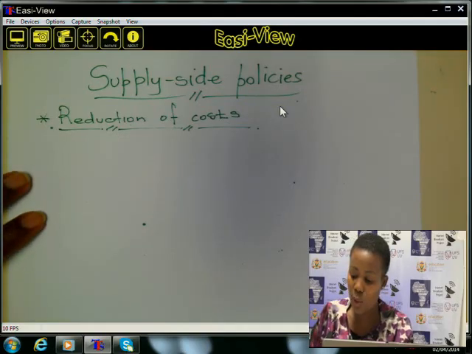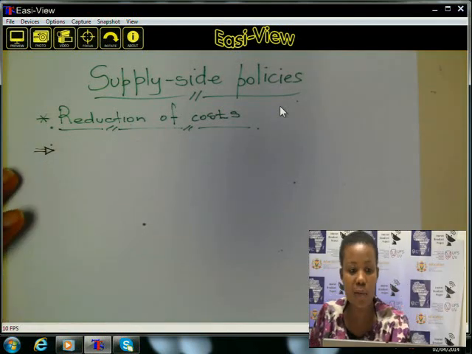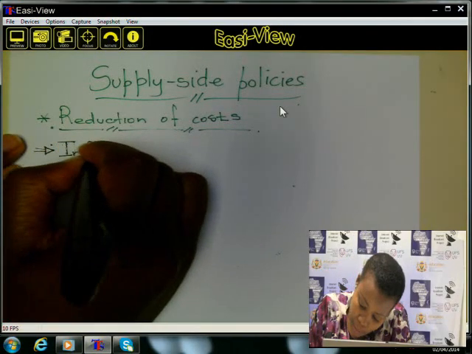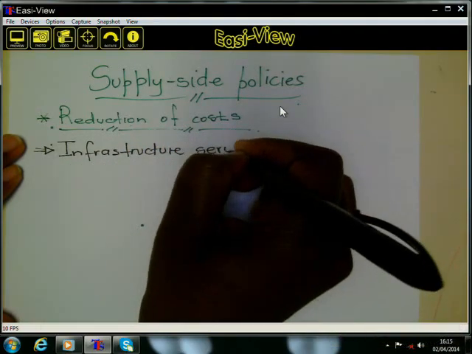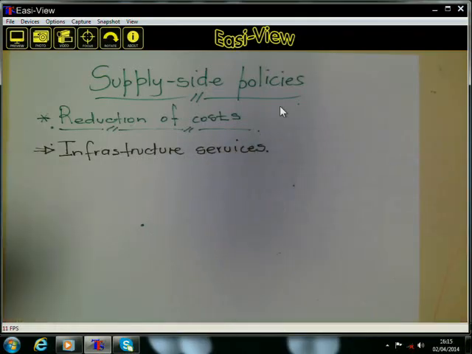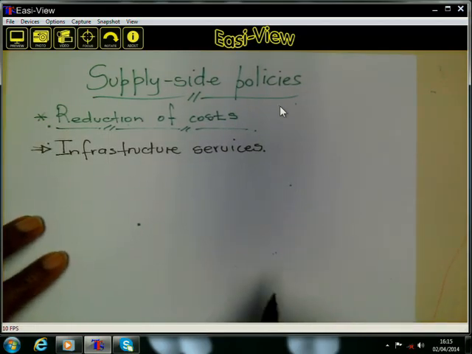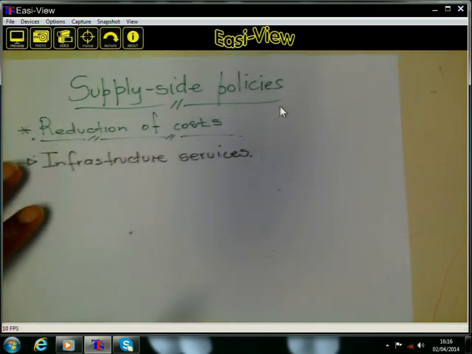So if you want to have a reduction of costs, what are you supposed to do as the government? Make sure that you improve the infrastructure. We have infrastructure services. So they must provide them with infrastructure. Why? Because the cost of roads, the cost of water, energy are too high for businesses. So if the government ensures that they have, sometimes they should subsidize them, then the businesses will be happy.